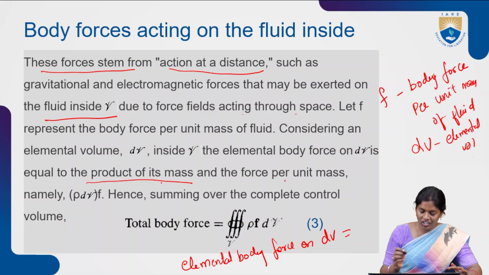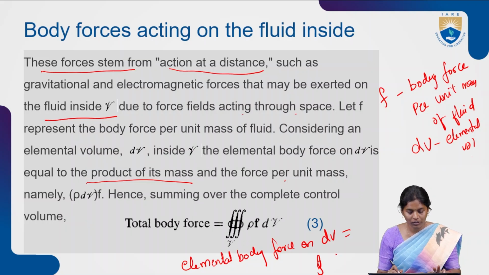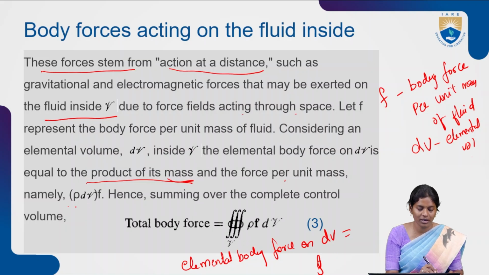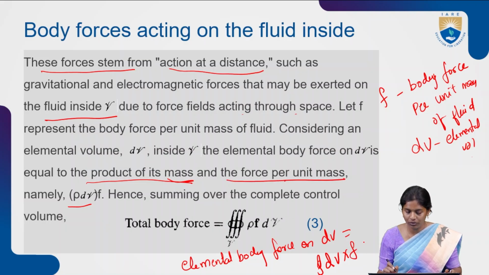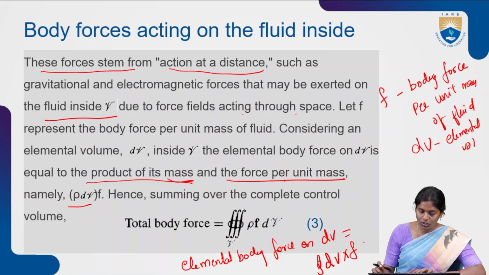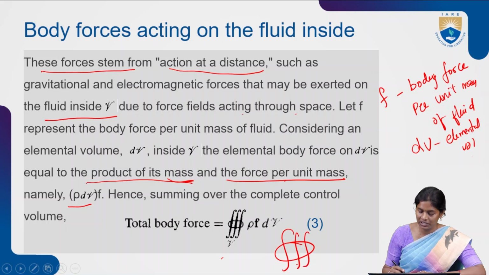Now what is mass? Density into volume, right? For the elemental volume, in place of mass we write rho into dV, and multiply by F, the force per unit mass. If you are considering the overall total body force for a control volume, what can we write? We get a volume integral.